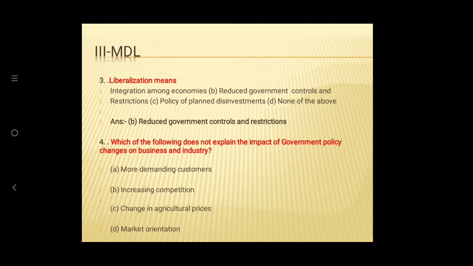Fourth question, which of the following does not explain the impact of government policy changes on business and industry? More demanding customer, increasing competition, change in agricultural prices, and market orientation. So here the right answer is change in agricultural prices. Observe the question, government policy changes on business and industry. In the question itself the concept is very clear. The government policy impact on business and industry. Hence, the question is not related to option C, change in agricultural prices.